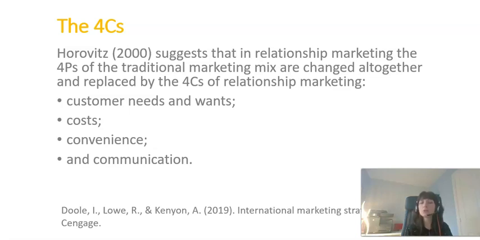Instead of products or services, we've got customer needs and wants. Instead of price, we're considering the cost to the customer. Instead of place, we're ensuring it's convenient. And instead of promotion, we're talking about communication. I really like this as an evolution. I think it's very in line with the way that we're moving in terms of relationship-based marketing rather than push-type marketing.